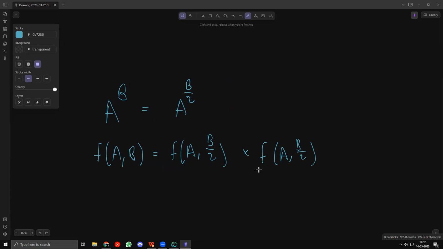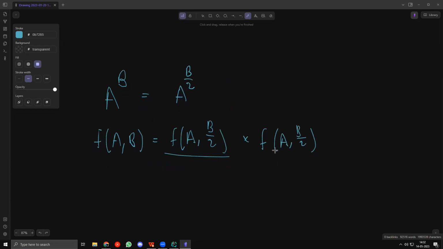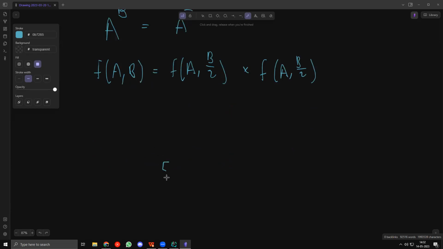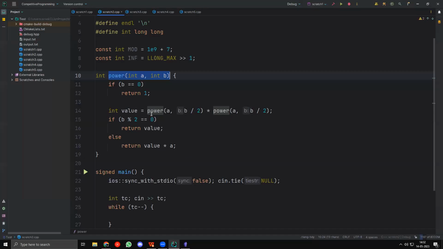Now, what happens is that when you are taking this twice, the same thing twice, it's basically like, let's say you want to find 5 to the power of 10. Then you're saying, okay, I want to calculate 5 to the power of 5 first. So you calculate 5 to the power of 5. Then you're saying, okay, I want to calculate 5 to the power of 5 again. So that's what you're saying. So you're saying calculate a to the power of b by 2, and you're saying again calculate a to the power of b by 2.